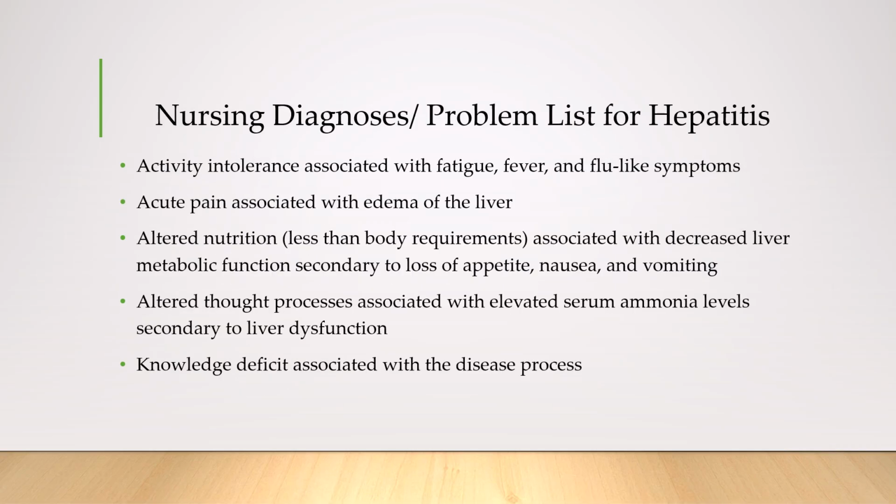Some nursing diagnoses on the problem list for patients with hepatitis: activity intolerance associated with fatigue, fever, and flu like symptoms, acute pain that is associated with edema of the liver, altered nutrition, less than body requirements, associated with decreased liver metabolic function, secondary to loss of appetite, nausea, and vomiting. Altered thought processes associated with elevated serum ammonia levels, secondary to liver dysfunction, and then knowledge deficit associated with the disease process.